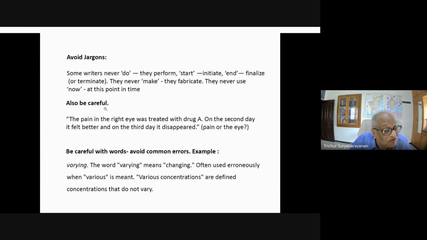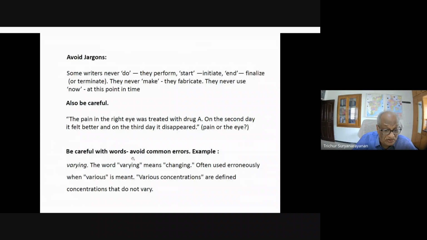So also you should be careful while writing the sentences. This is actually taken from a publication. The pain in the right eye was treated with drug A. On the second day, it felt better, and on the third day, it disappeared. Now, on the second day, it felt better. That means the eye felt better. On the third day, it disappeared. They say that the pain disappeared. For me, whether the pain disappeared or the eye disappeared on the third day, not clear.